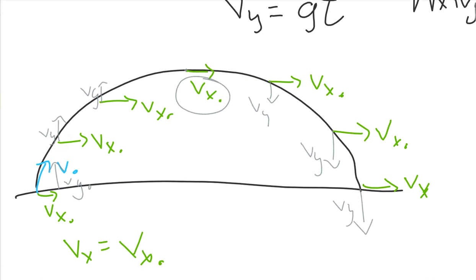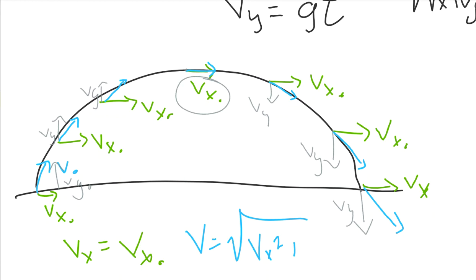From there, we can use our vector addition to find the overall velocity at any given point. So V is equal to the square root of Vx squared plus Vy squared. Hopefully these are a couple little overviews, and if you break things down, that should help you.